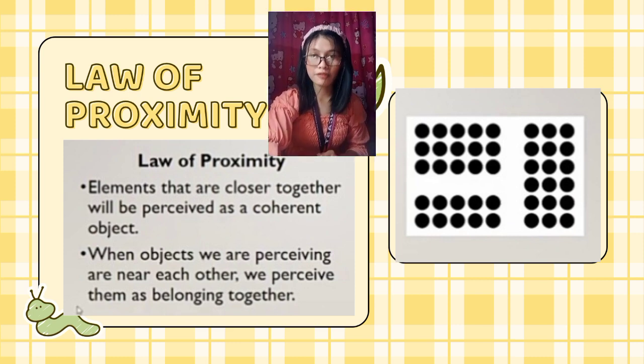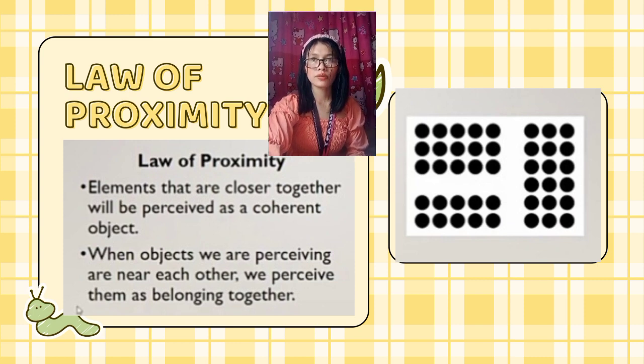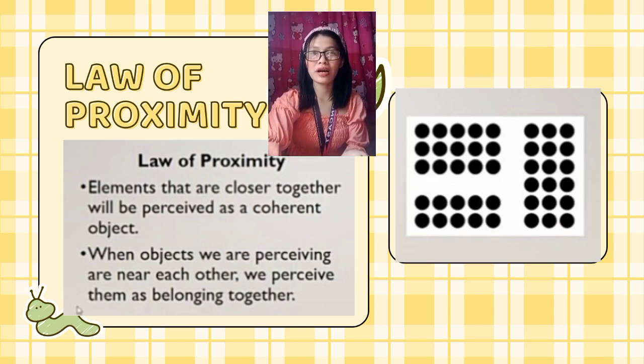So, examples of the law of proximity. We have here the examples. I myself know that it is 15 dots. Why? Because I counted it. So for you, we have here the pictures. When you saw them, you just focused on the image, right? You did not count the 15 dots.